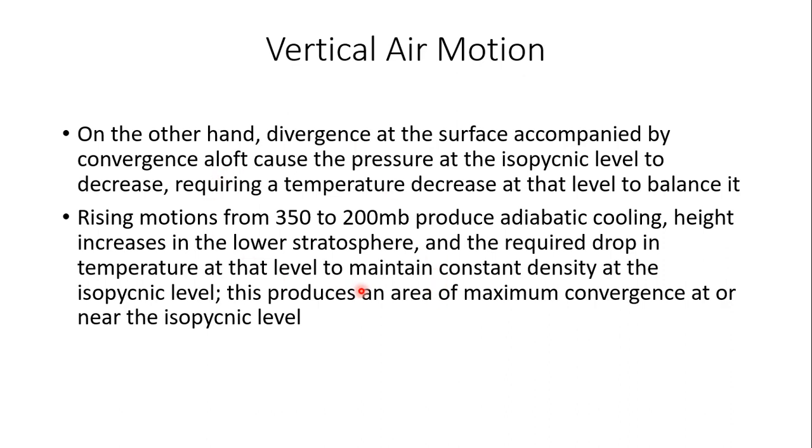And then finally, to conclude tonight's training, we just did the opposite effect here to maintain that equal density at the isopycnic level. In this case, we have divergence at the surface, accompanied by upper level convergence. That's going to cause the pressure at that isopycnic level to decrease or fall, requiring a temperature decrease at that level to balance out. And how do you get the air to cool? Through vertical rising air motion, adiabatic cooling. And height increases occur in that lower stratosphere in order to maintain that constant density.